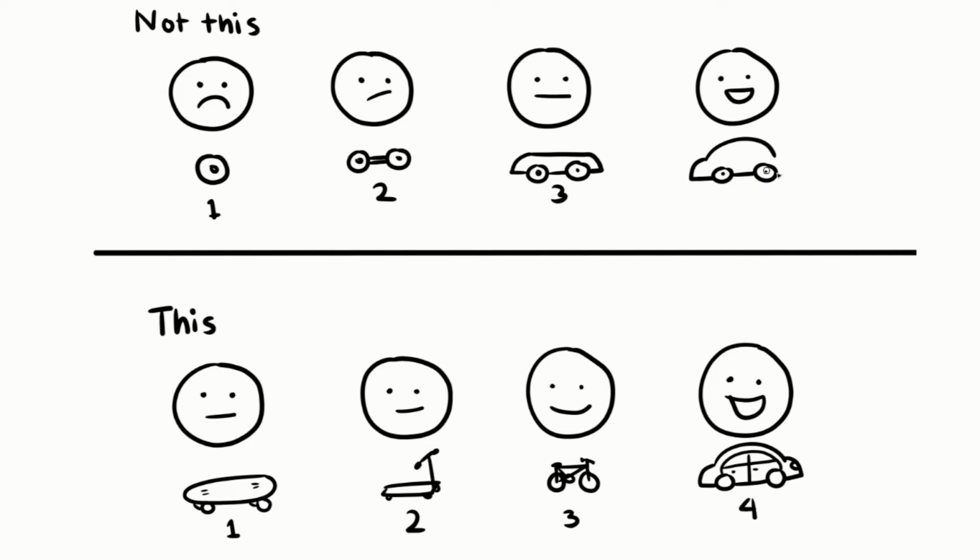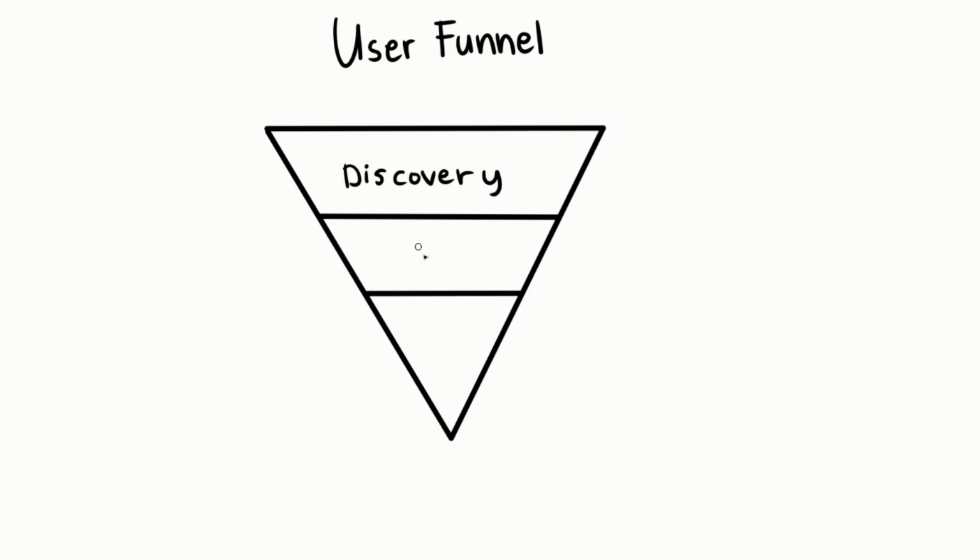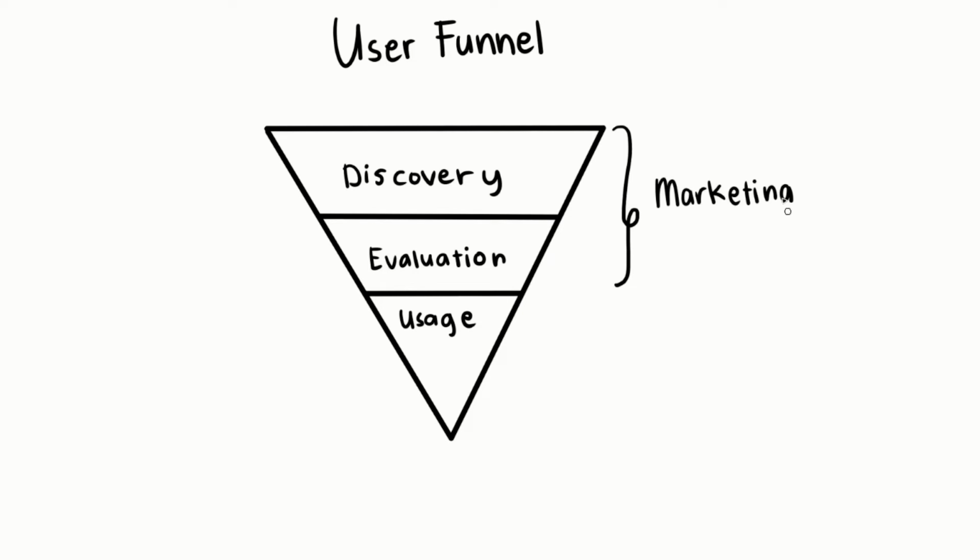So let's come back to the MVP tests. When setting up experiments, there are a couple of dimensions to consider. Product managers can firstly set up tests to de-risk assumptions across the user funnel, which covers discovery, evaluation, and usage. And tests that are run up here are more marketing focused, while tests that are run down here are more product focused. And the second dimension on which MVP testing differs is whether they are qualitative or quantitative.